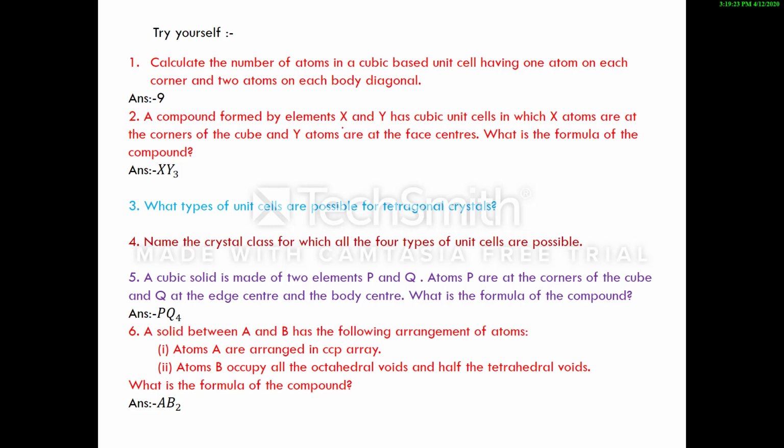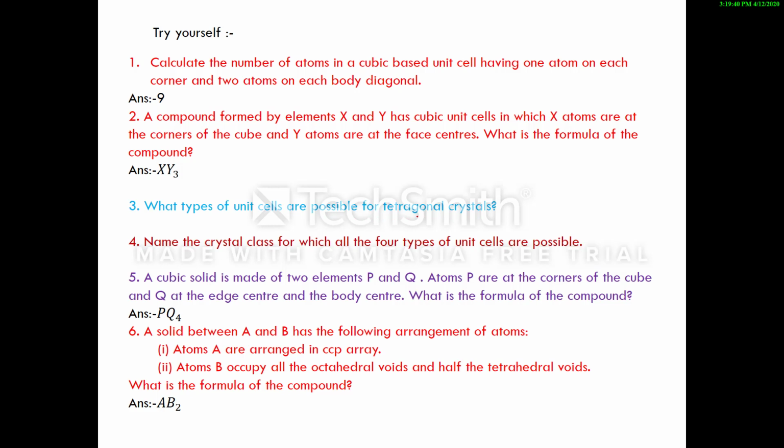A compound formed by elements X and Y has a cubic unit cell in which X atoms are at the corners of the cube. Just see what the contribution of the corners is, and Y atoms are at the face centers. Again see the contribution of the face centers. What is the formula? What types of unit cells are possible for tetragonal crystals?